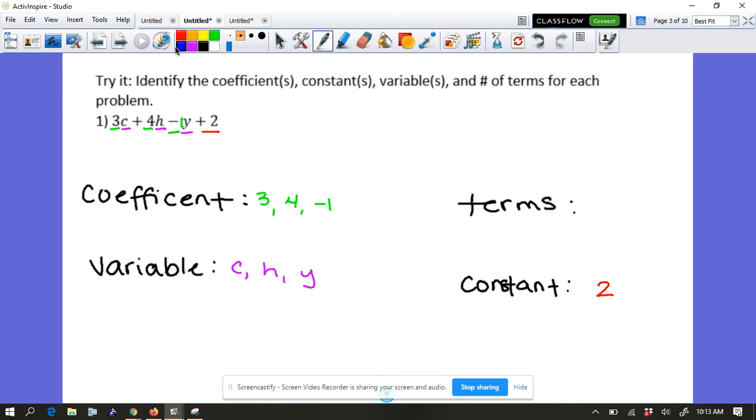Now we're going to look for the number of terms. So I have a plus sign, so that separates. A minus sign, it separates. Another plus sign. So there's 1, 2, 3, 4 terms. And this is an expression because it does not have an equal sign.